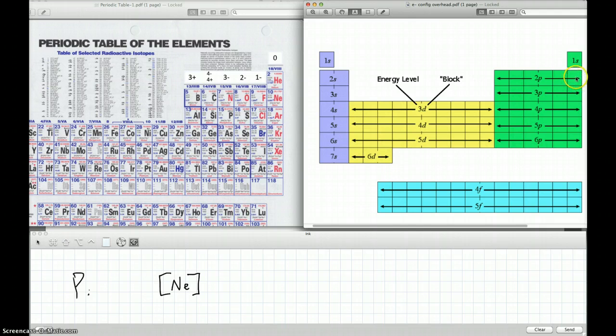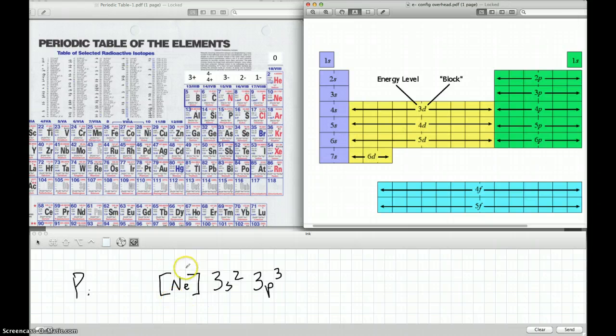So here's neon, the thing after neon is right here, 3s. So that's the first thing I write, 3s, and how many boxes? 1, 2. Go straight across, 3p is the next code, and phosphorus is the third one in. 1, 2, 3. Right here is phosphorus, so 3p3. So you can see that this will save a little bit of time here.